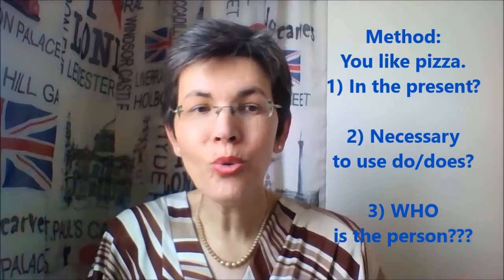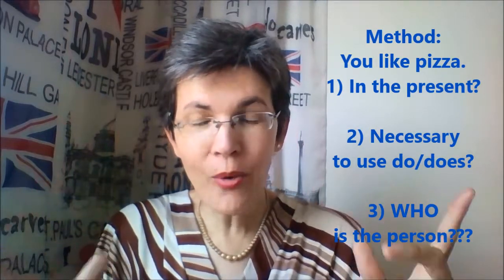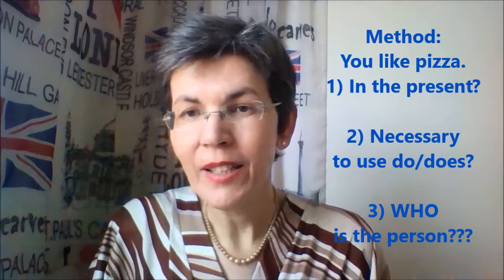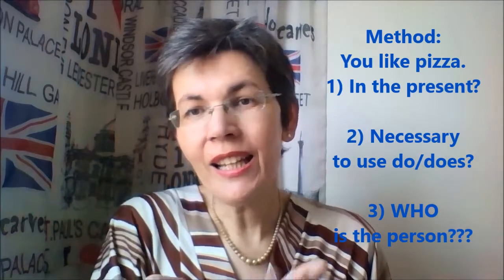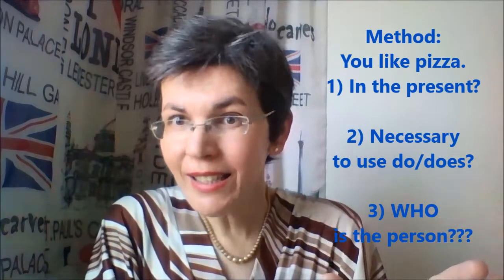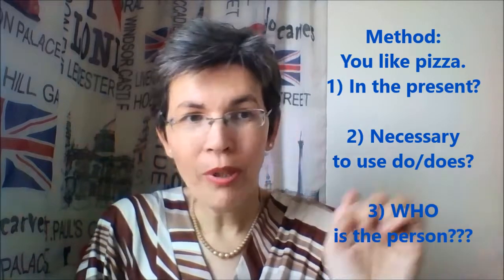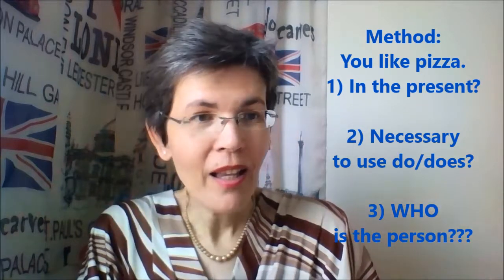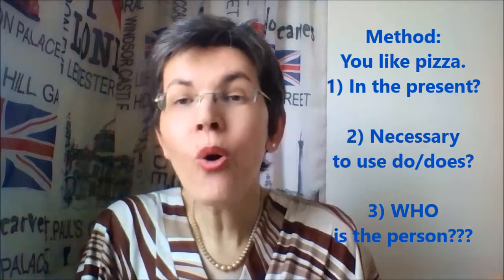So if the sentence doesn't have verb to be, doesn't have can, doesn't have should, doesn't have will, yes, it's in the present, it doesn't have any of those verbs, so I can use do and does. And then you ask yourself, who is the person? If the person is he, she, it, I use does or doesn't. But in this sentence, you like pizza, who is the person? The person is you. With you, I use do.